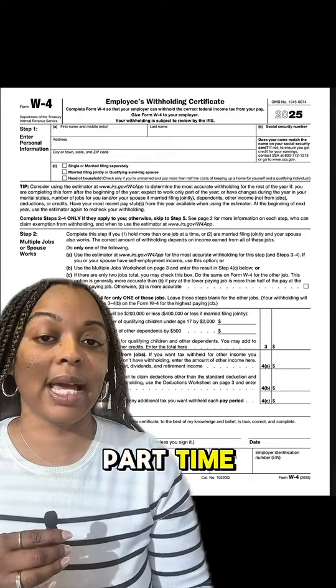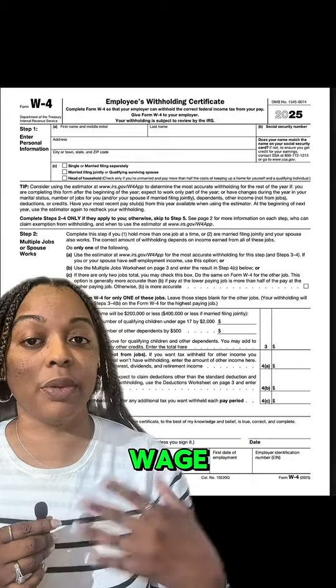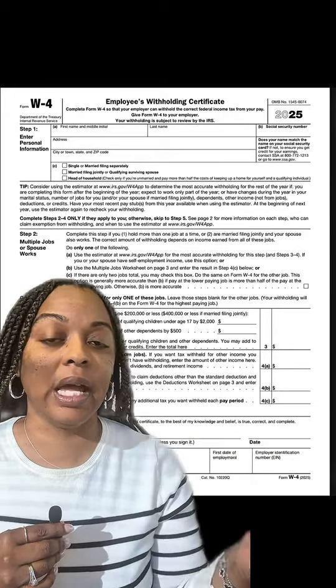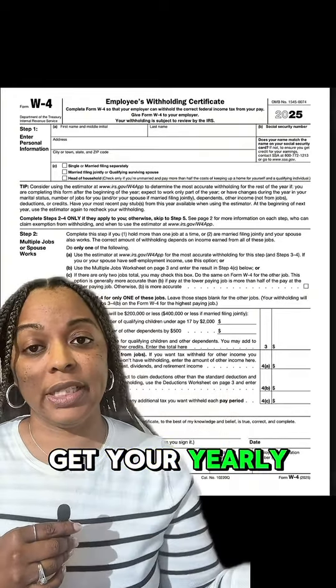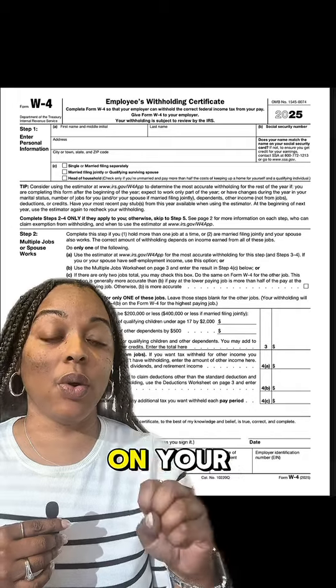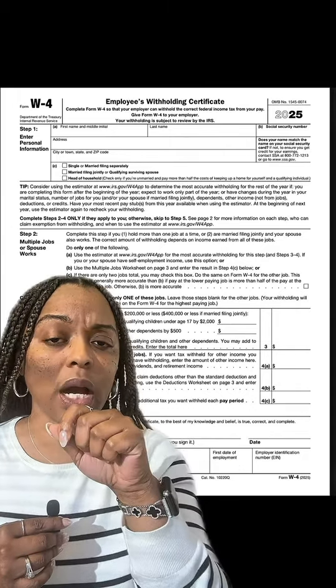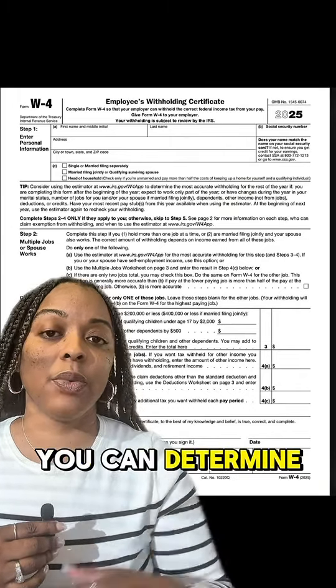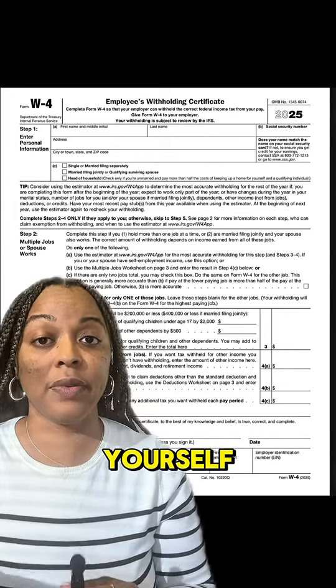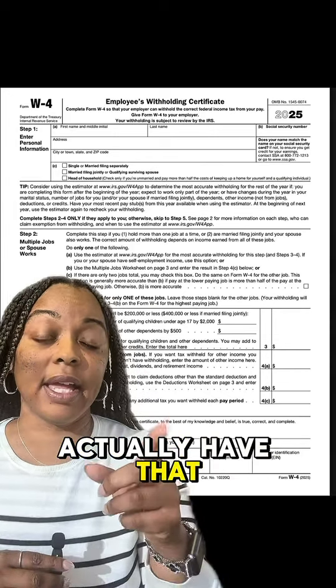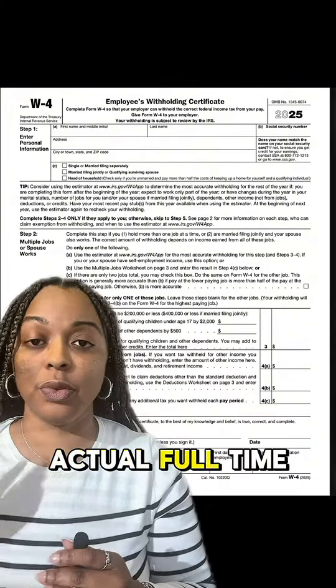If you're working part-time, they're going to give you an hourly wage, multiply that by 40 times 80 or whatever, so that you can get your yearly salary. And then depending on the income, you can determine the amount of withholding you need to withhold so that you can pay that yourself. You can actually have that withheld from your actual full-time job.